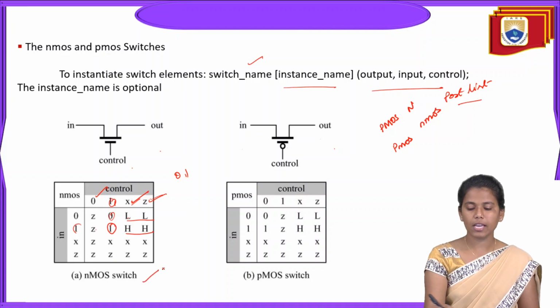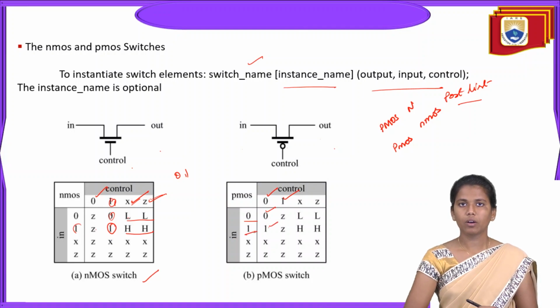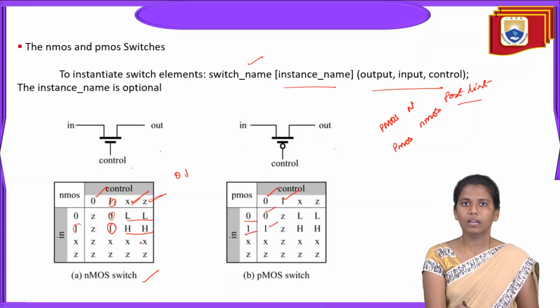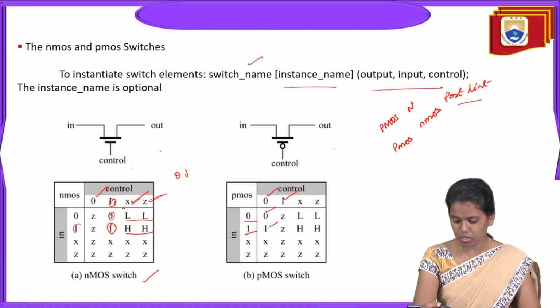Likewise, this is the NMOS, and if you observe the PMOS, it says the same thing, but the difference is when my control signals are 0 and 1. When the control is 0, the output follows the input, 0 for 0 and 1 for 1. So there is a difference you can observe between the NMOS and the PMOS switches.